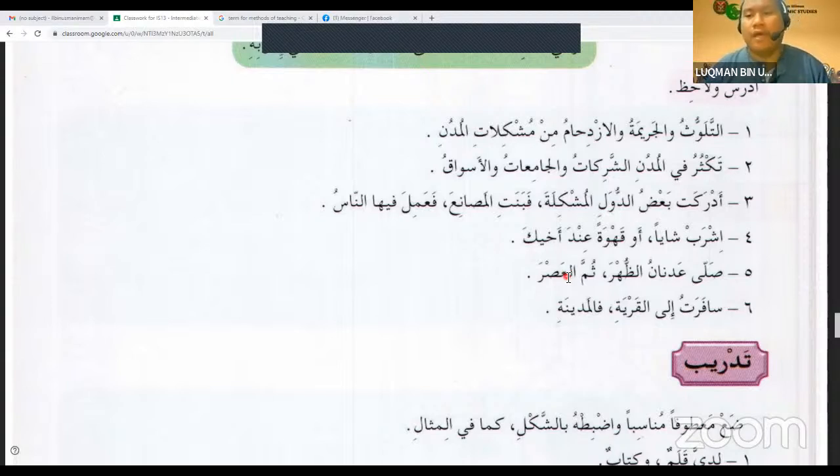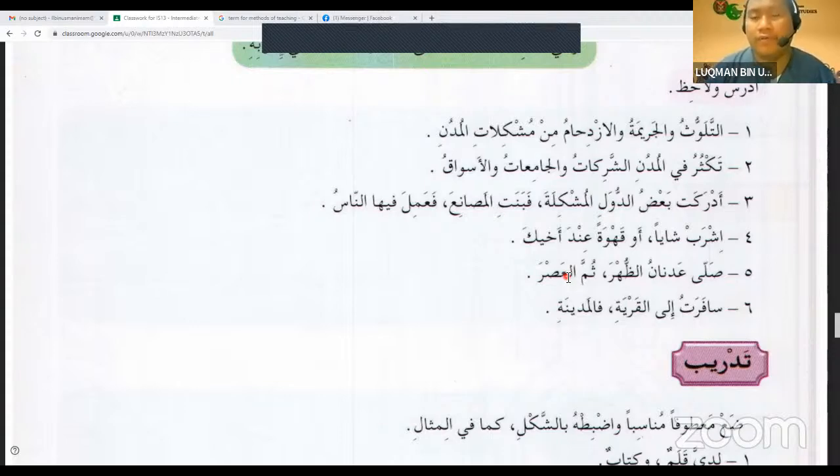At-talawwuth wal-jarima wal-izdiham min mushkilat al-mudun. Pollution, crime, and traffic are among the problems of the city. So at-talawwuthu wal-jarimatu wal-izdihamu. Here the waw is neutral regarding time. It doesn't indicate any time.